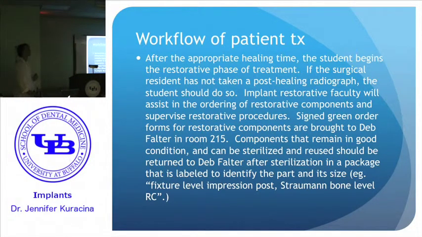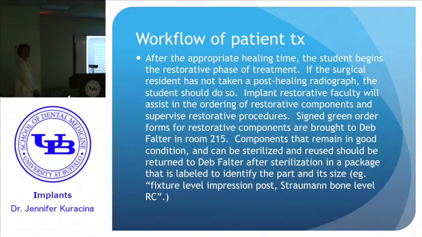Question? The beginning of the previous slide, you started after the appropriate healing time. Shouldn't there be a note in the chart from the surgeon that the patient is ready for the restorative phase? Yes. It's missing 90% of the time. Well, that's my humble experience. We should address that then, and the x-ray thing. So I'll add that to my list of notes to surgeons. We need to talk to them about the surgical guides also.